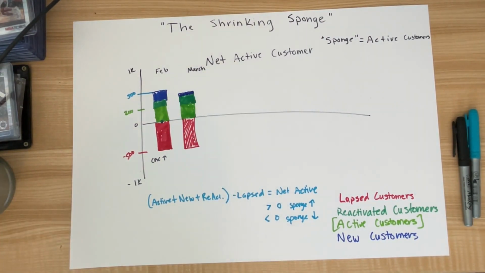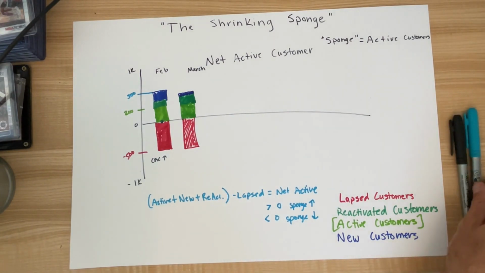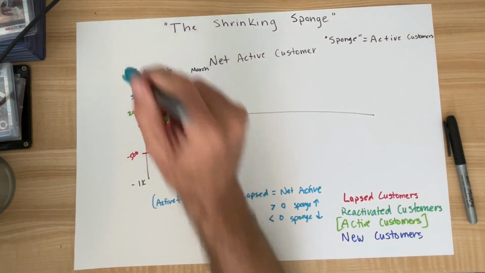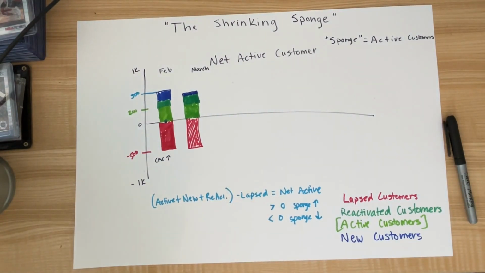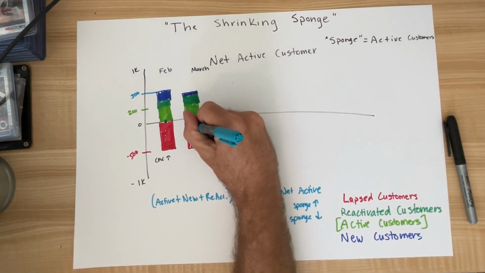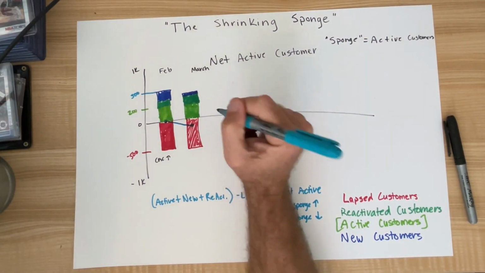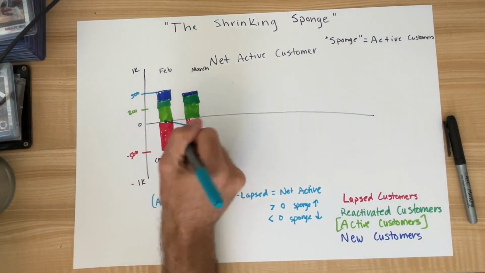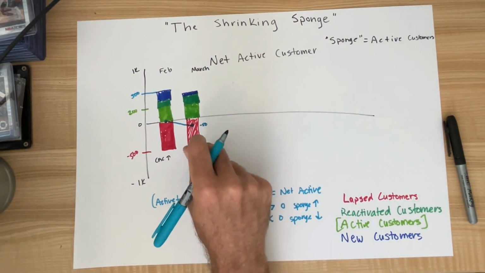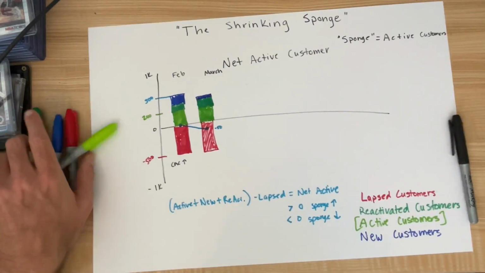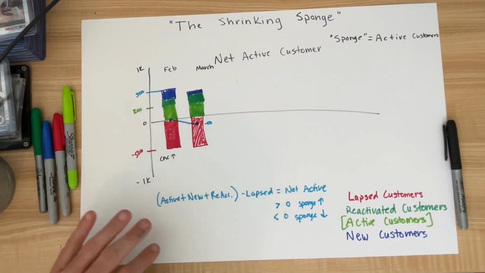So now what I get is something closer to a minus 500 again on the lapsed customers, but I didn't reach 500 in the new activated. So now I have a negative churn month. I have, let's just call it for the sake of simplicity, minus 50. And I'm going to track this on a line graph here. I'm going to have a minus 50 on my net gain of customers. Sponge is shrinking.